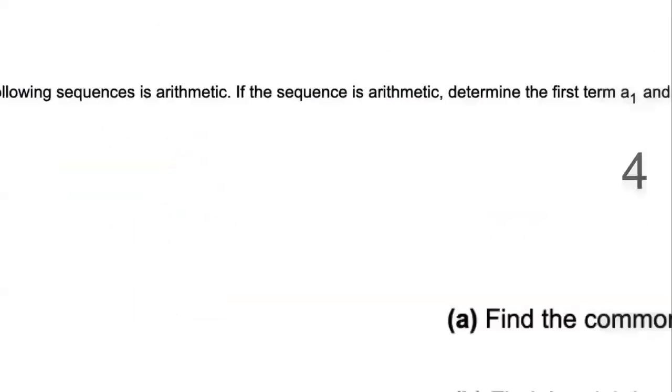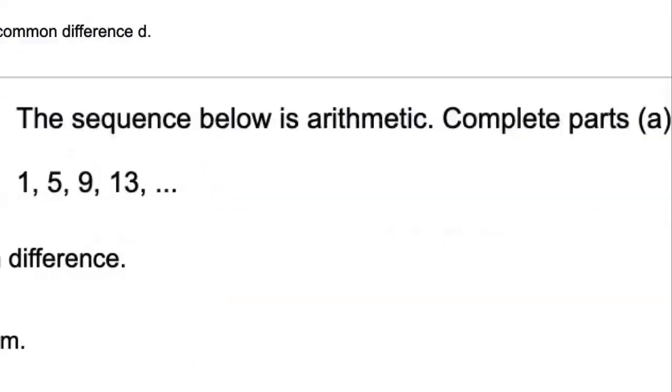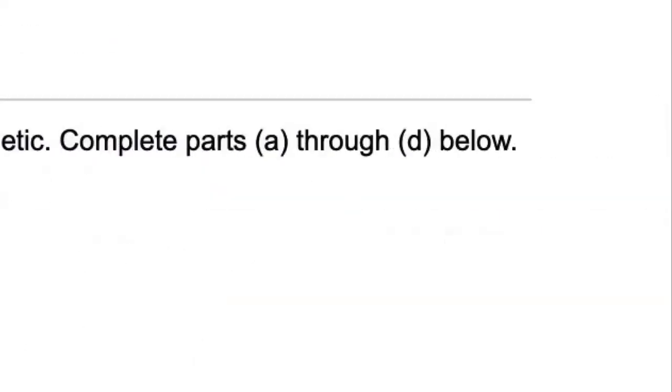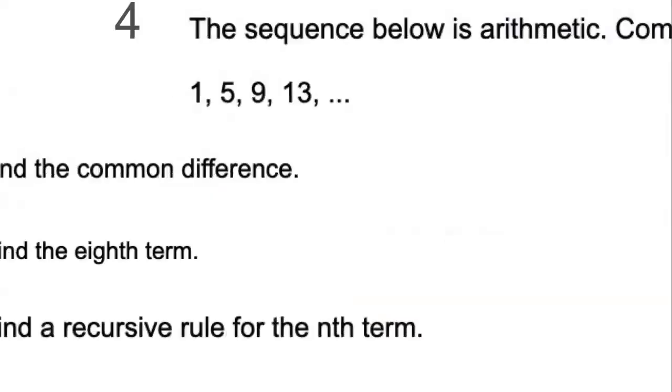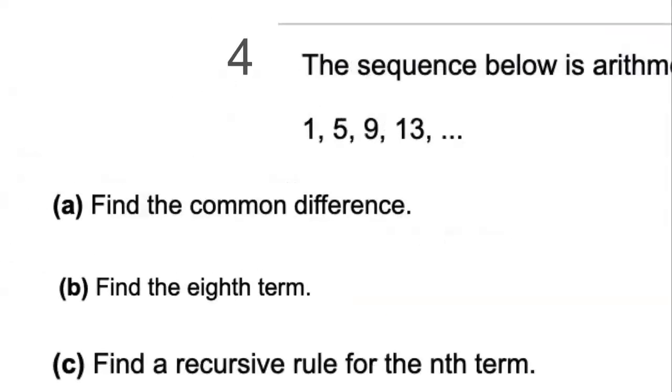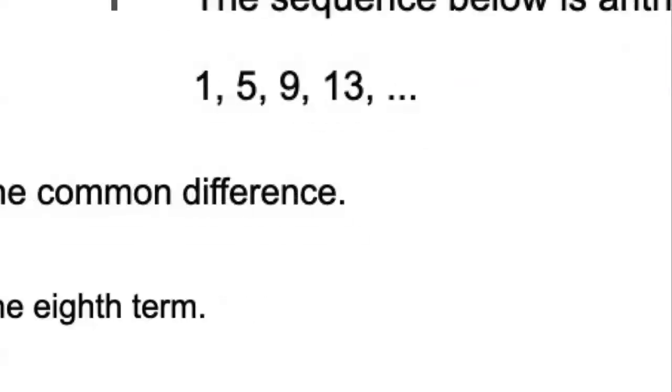Okay, so that's number 3. We're going to get through pretty fast. Determine if the sequence is arithmetic, and complete A through D below. So we have 1, 5, 9, and 13. The first thing we have to determine is whether this is arithmetic or not. Is there a pattern between 1, 5, 9, and 13? Very good. You're adding 4. You can also subtract, by the way, but we haven't gone to subtraction. The common difference is 4.